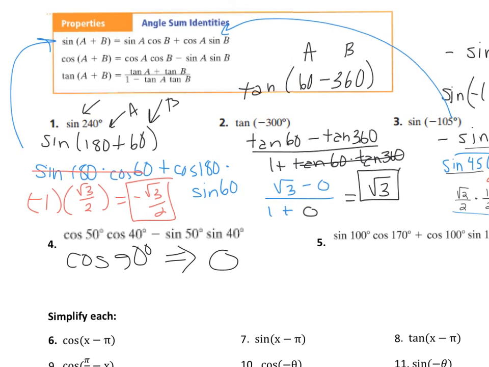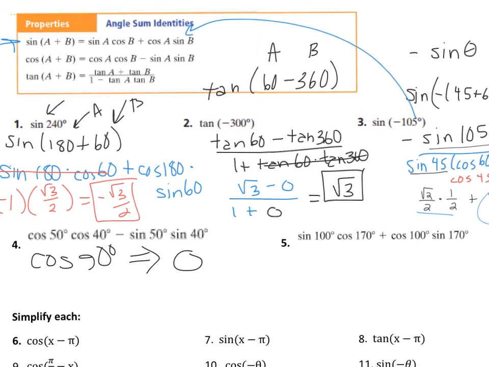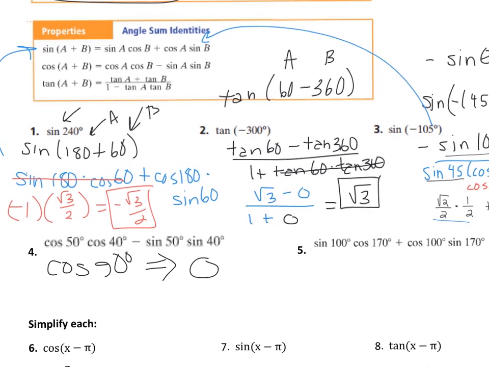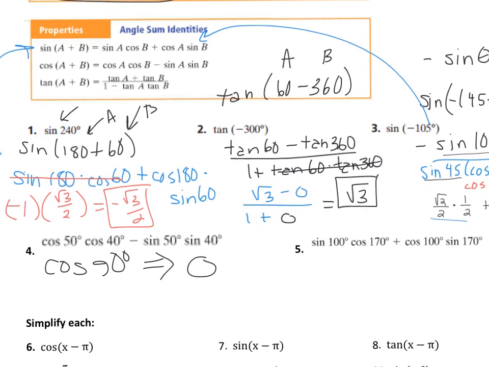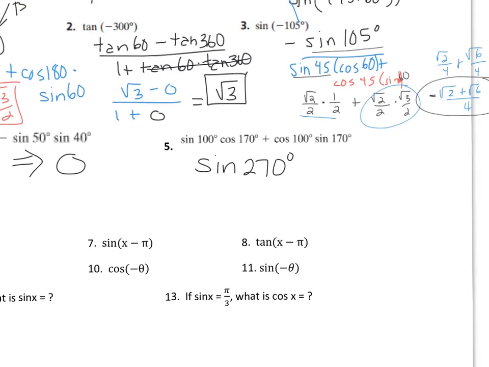So number 5, I'm going to look at what formula does that look like. Well, it looks like the sine of A plus B. So this is actually the sine of 270. So what's the y value at the sine of 270? So 270 is down here. So the y value is -1 is the answer. So to evaluate those, you want to look at what it matches up with.